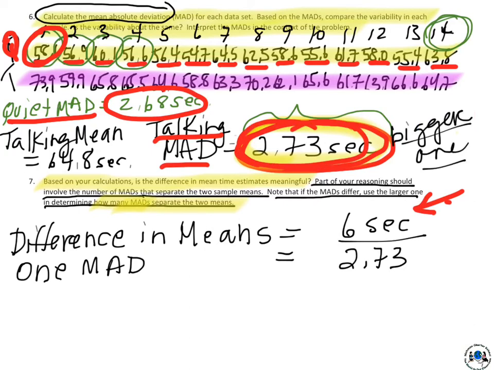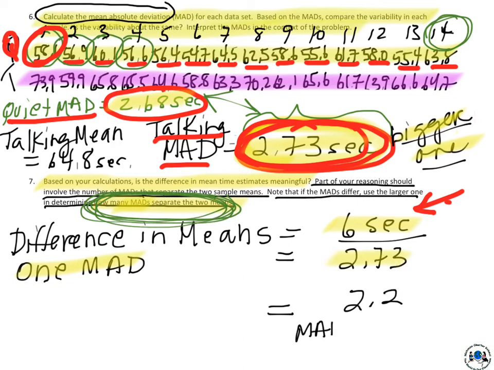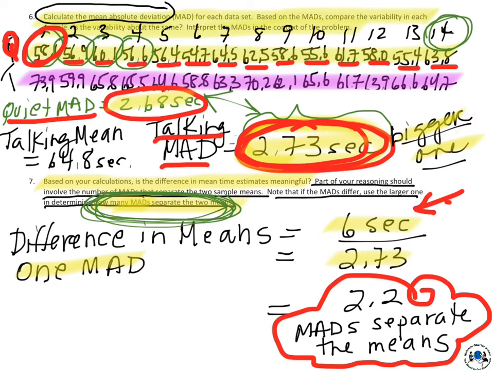In this case, we're going to take the bigger one because these two are so close, 2.68 and 2.73, that they're virtually the same. So we're going to choose the larger one because that's what they told us to do. Then we do our division, and we get 2.2 MADs separating the means. So there's 2.2 mean absolute deviations between the means.